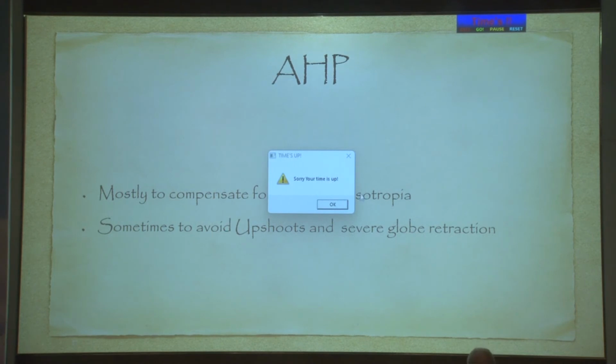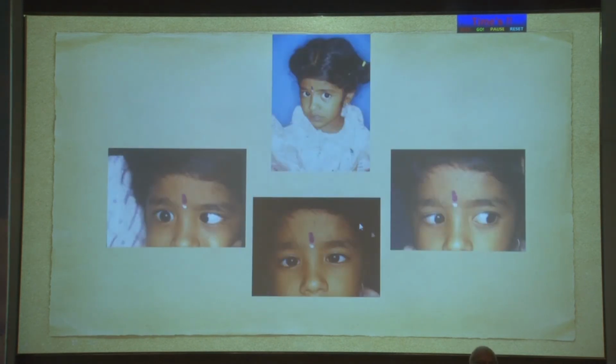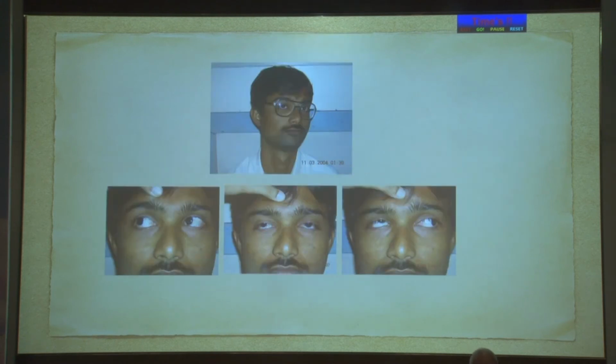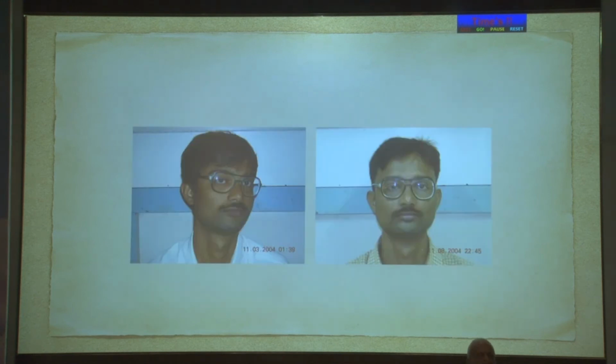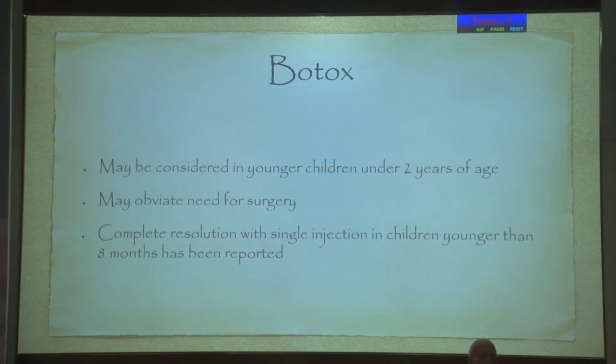upshoots and globe retraction. So this patient clearly has esotropia and is compensating for esotropia by head posture, but this gentleman has a head posture to avoid the co-contraction and the upshoot which is there. And post-surgery with Y-split, as you can see, his head posture is so much better because his head posture was not directed by strabismus, but by the severe upshoot.